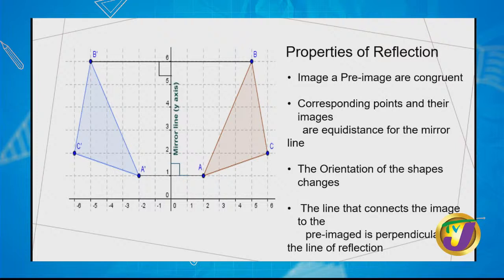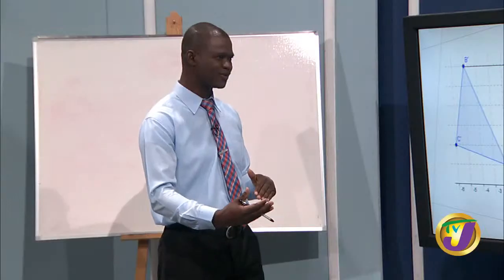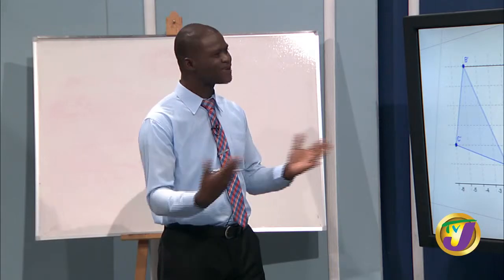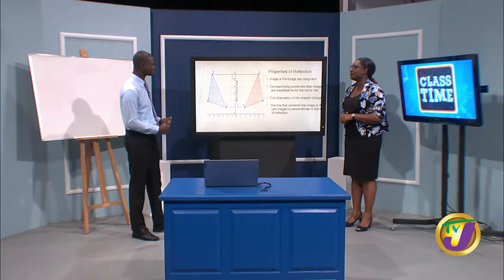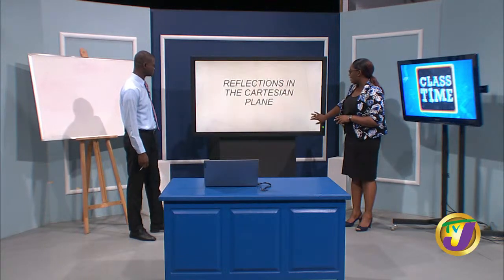Definitely. And the very last point here is the line that connects the image to the pre-image is perpendicular to the line of reflection. Now this is essential. Very, very central. So what we are seeing now is a perpendicular line, a vertical line meeting a horizontal line. What angle is going to be formed there? I think it's a right angle. Right angle. Yes, ma'am. So these points are very crucial.